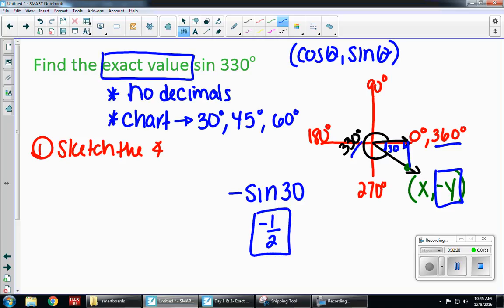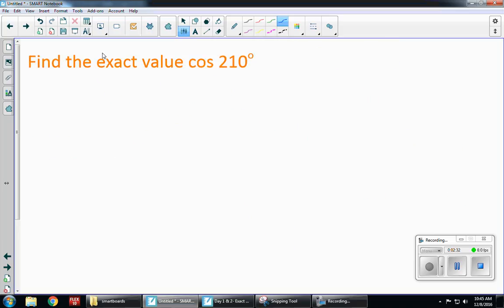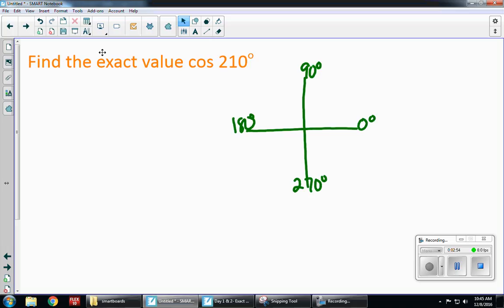Let's take a look at one more example. Find the exact value of cosine 210. So once again, exact value, I'm thinking of my chart. But 210 degrees is not on my chart, so I'm going to sketch my angle to find out the quadrant. 0, 90, 180, 270. So 210 is between 180 and 270, so it's in quadrant number three.